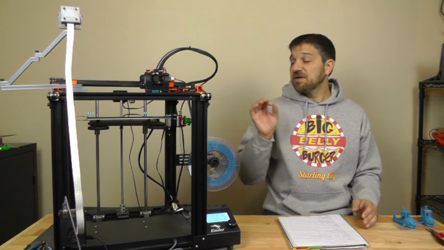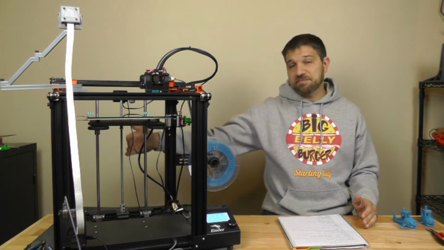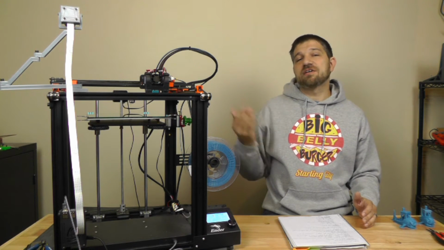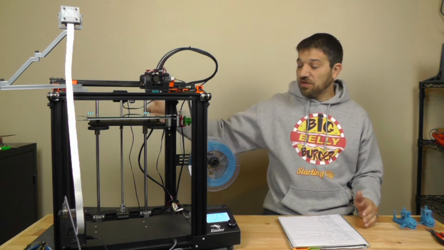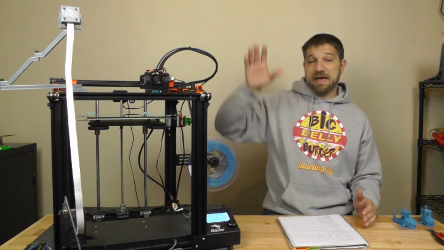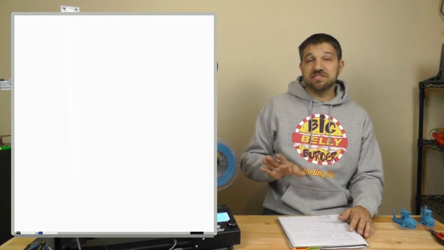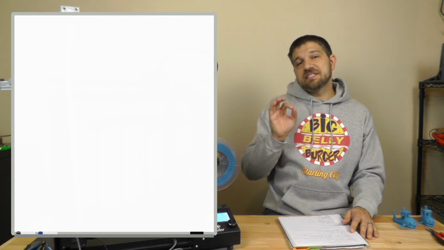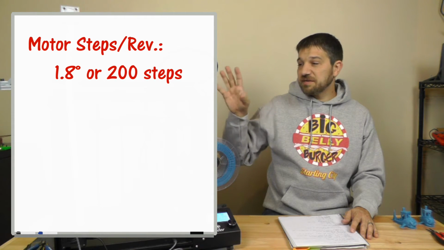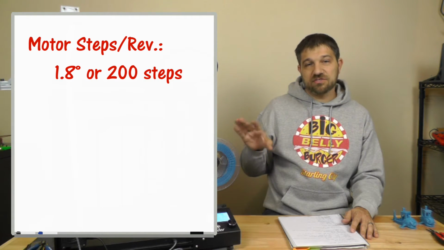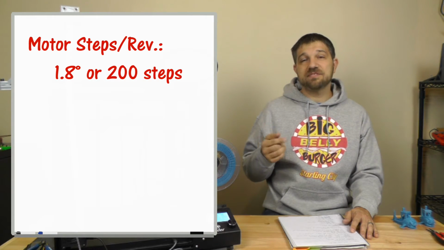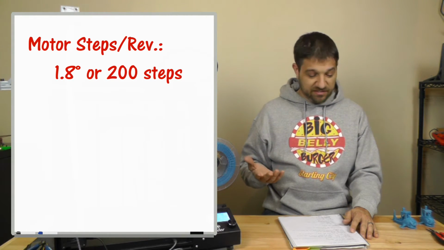So first of all, what we're changing is the steps per millimeter of the Z-axis. And what that means is how far does the motor have to turn to equal a certain amount of linear motion of that axis. So let's do some math right here. First thing you need to know, what is the steps per revolution of the motor? All these standard NEMA 17s that you're going to find on Creality printers are 1.8 degree motors. That means that they're going to take 200 steps to go 360 degrees.